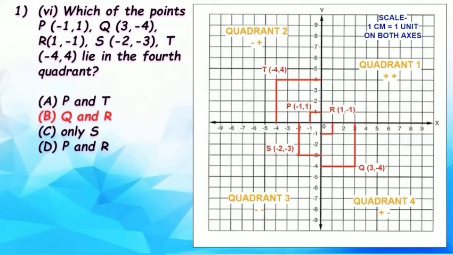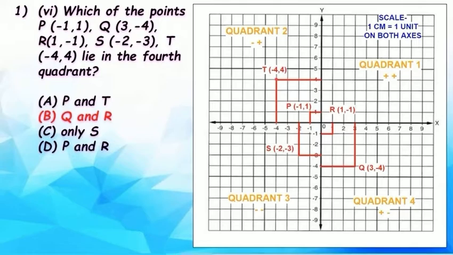And lastly, point T has x coordinate minus 4. So on the x-axis we have minus 4 here and y coordinate as 4. So on the y-axis we have 4 here. Again we draw a line passing through minus 4 and 4 and the intersection of these 2 lines will be the location of point T. So point T lies here.